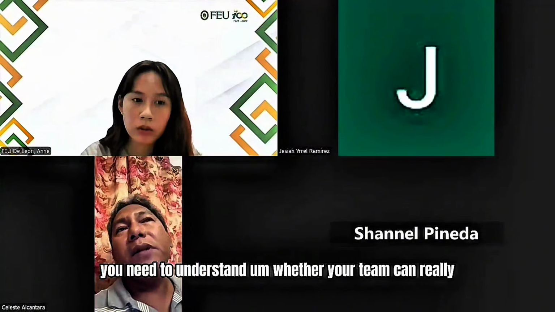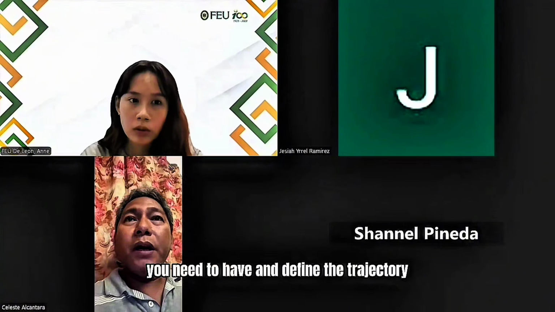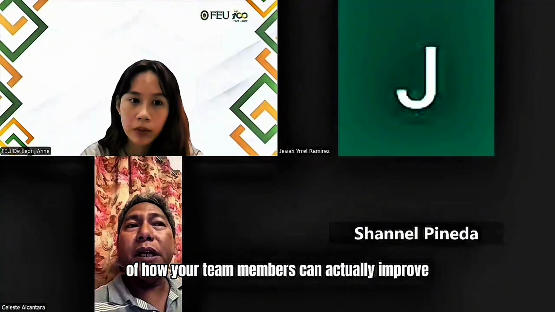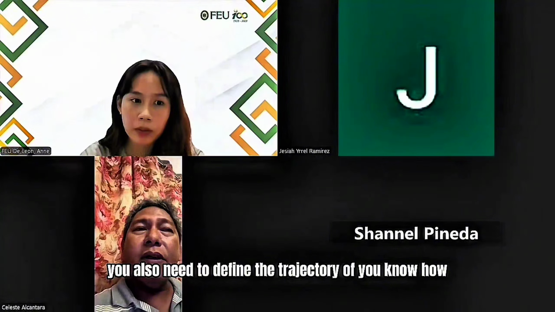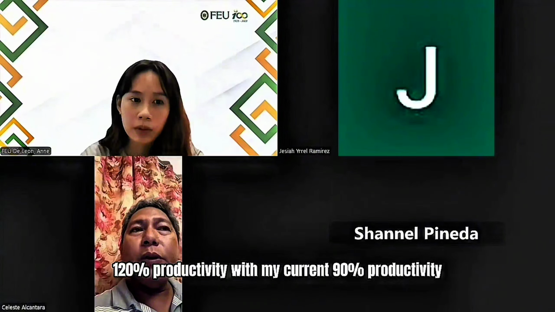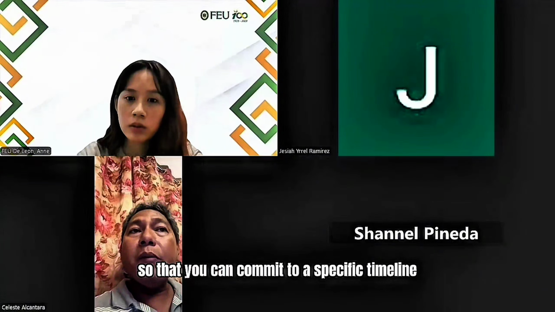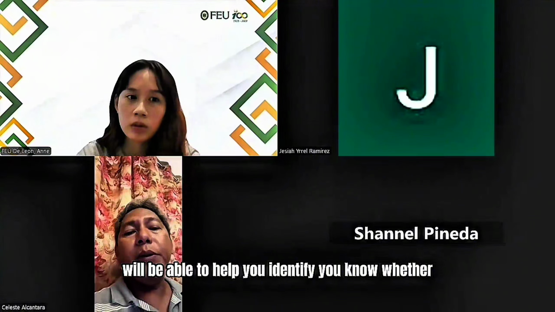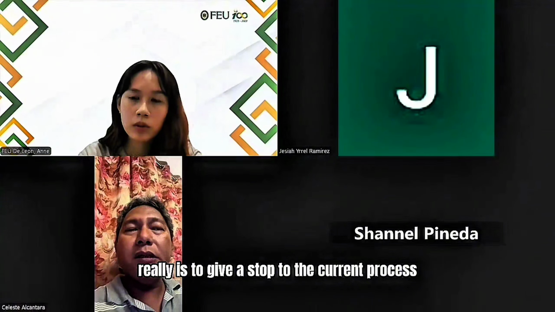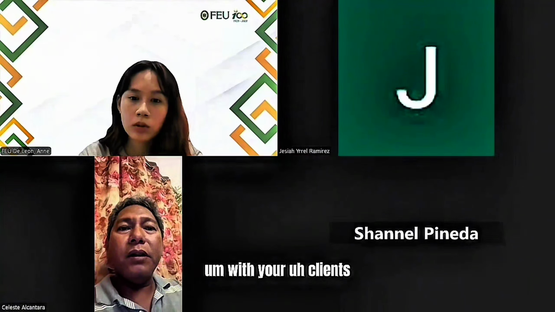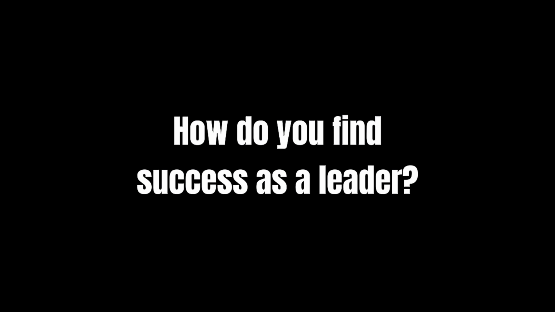You need to understand whether your team can really step up to the plate. You need to define the trajectory of how your team members can actually improve on their quality. You also need to define the trajectory of when and how I can reach 120% productivity with my current 90% productivity so that you can commit to a specific timeline. This is where your team members will be able to help you identify whether the decision really is to give a stop to the current process, do bargaining with your clients, or simply just commit and say, okay, I will do that in a month's time.